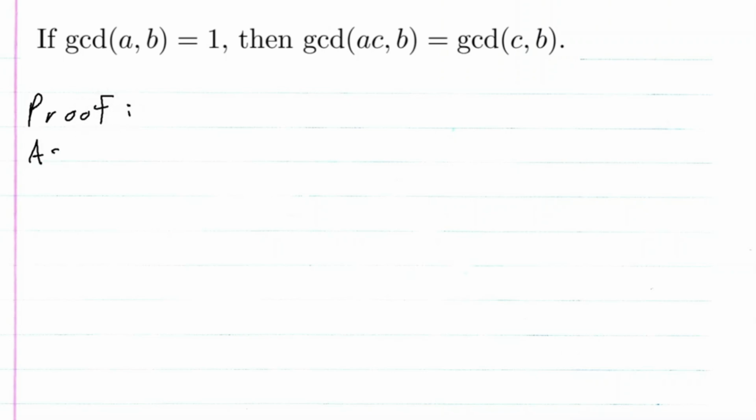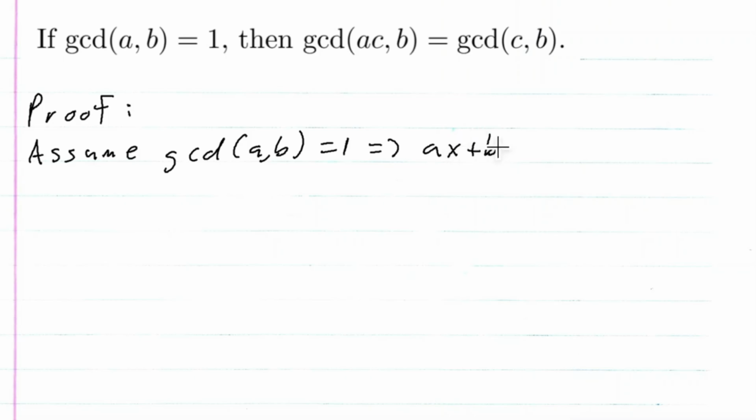So we're going to assume the GCD of A and B is equal to 1, and this implies that AX plus BY is equal to 1, where of course X and Y are integers, right?